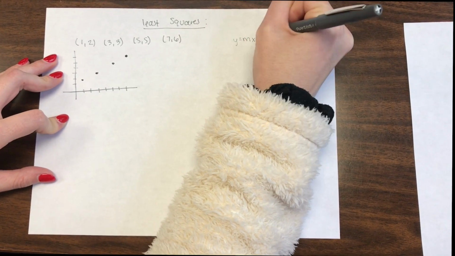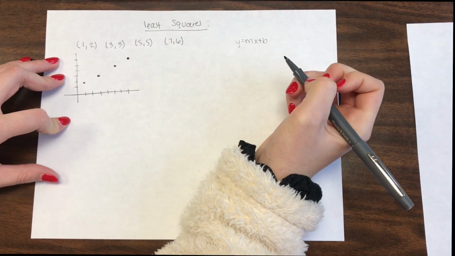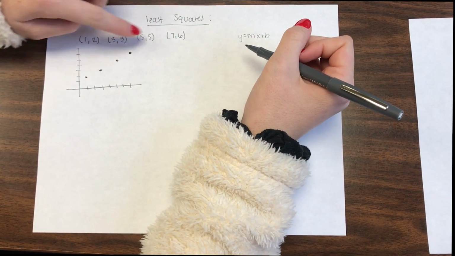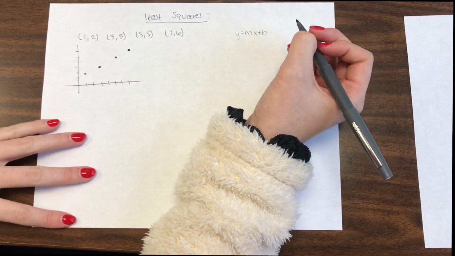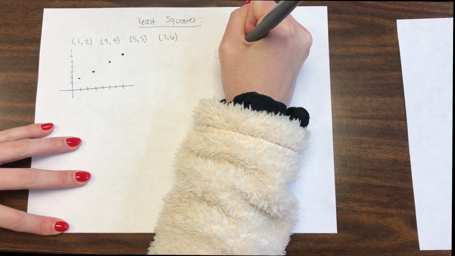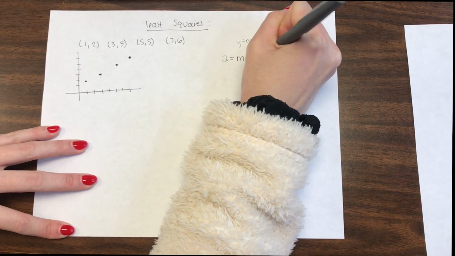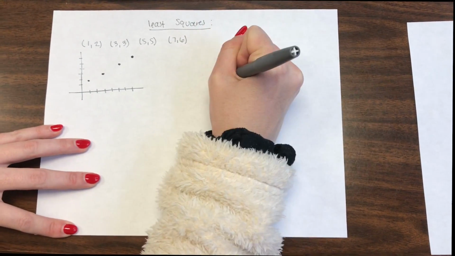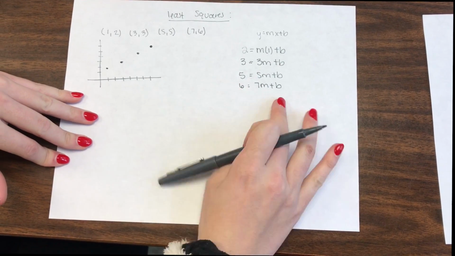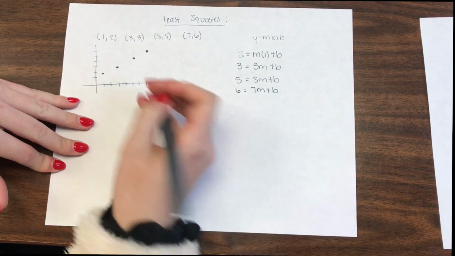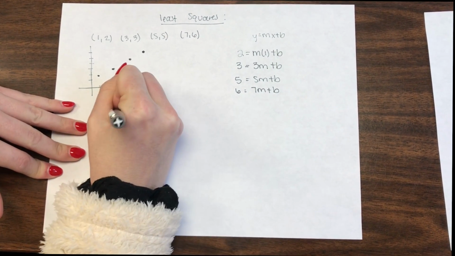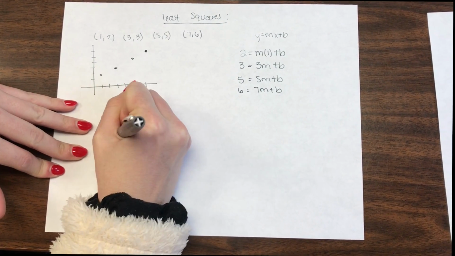And this is the equation for the line. Then I'm just going to fill in the points where they go in this equation. So the first one is 2 equals m times 1 plus b. And then I'm going to write the matrices for these equations. So the first one, y equals 2, 3, 5, 6.